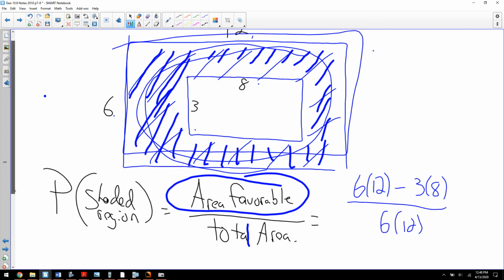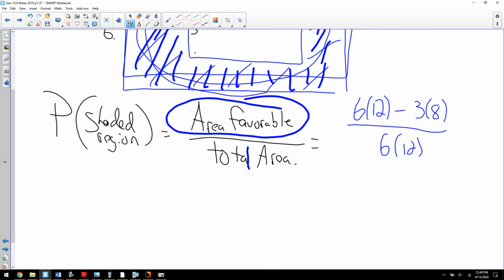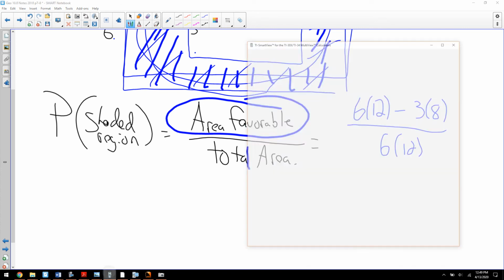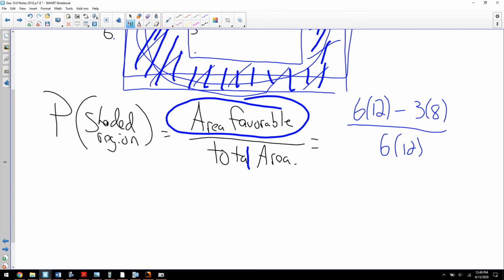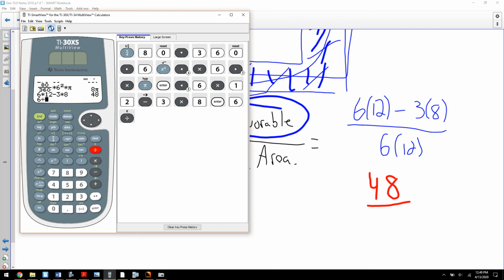Okay? So from here, we would have to start using our calculator. To get the numerator, we just type it in, 6 times 12, subtract 3 times 8. And there's my numerator, 48. And then the denominator is the 6 times 12, which is 72.